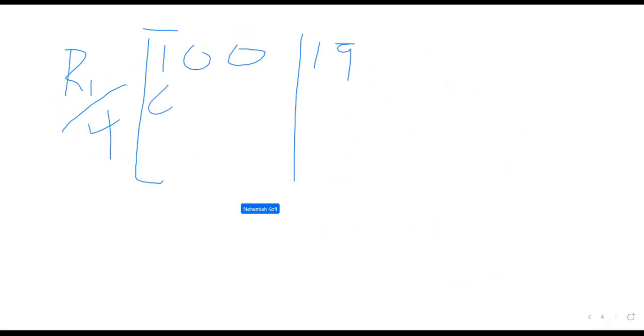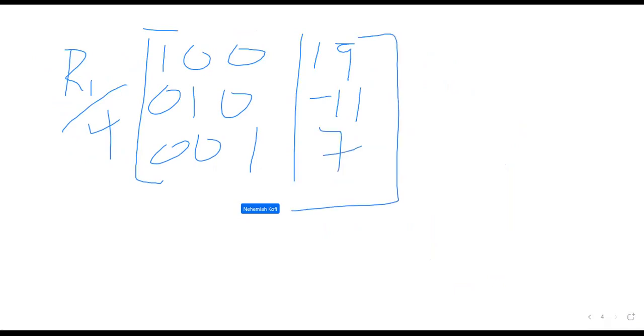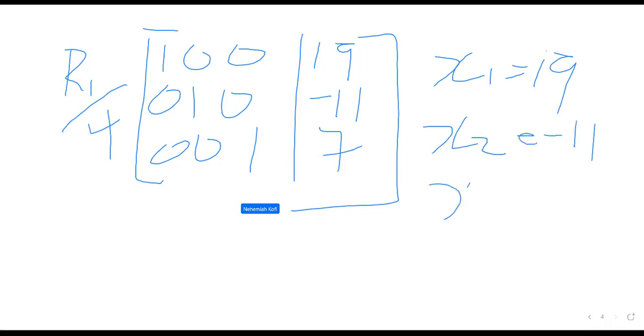Then we write the rest down: 0, 1, 0, 0, 0, 1. And here was negative 11 already, and here is 7 also. So x1 is equal to 19, x2 is equal to negative 11, x3 is equal to 7. Are we okay? So this was what I was supposed to get yesterday.